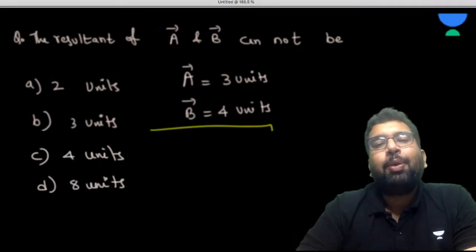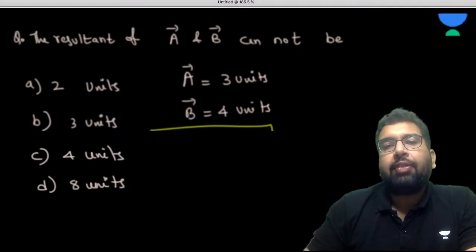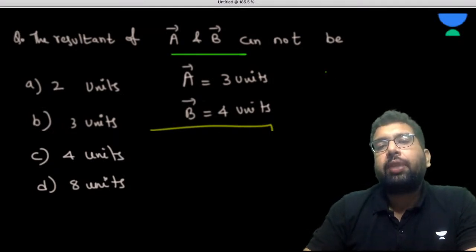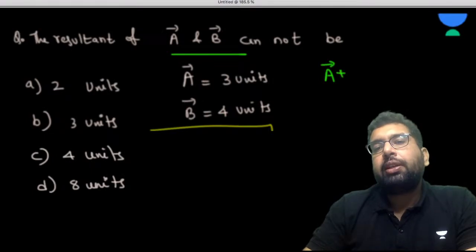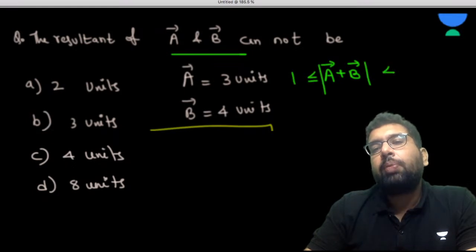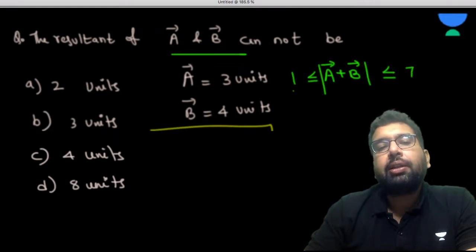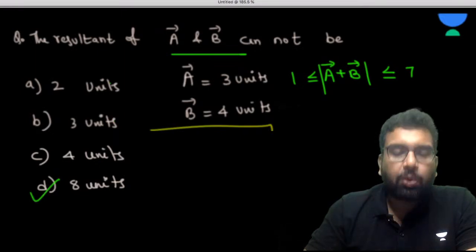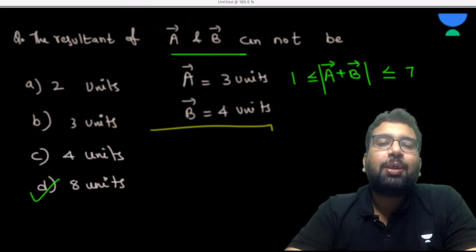So very simply, when we are adding the resultant of A and B, subtraction is also addition only. So in magnitude, it cannot be more than 7 and it cannot be less than 1. So only 8 goes out of the range. So this is going to be the solution.